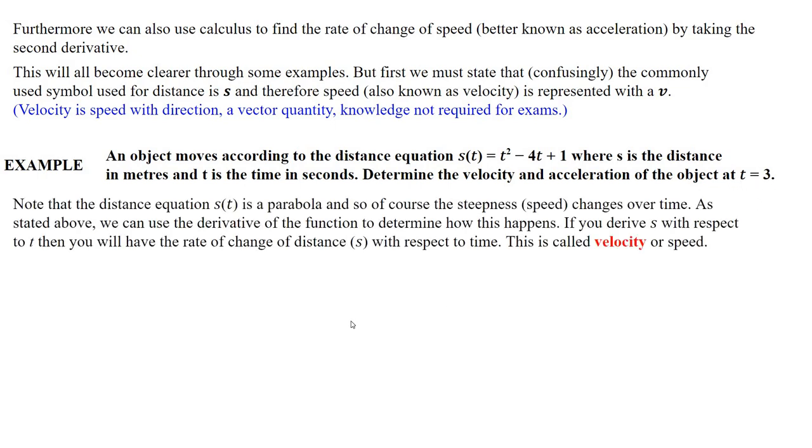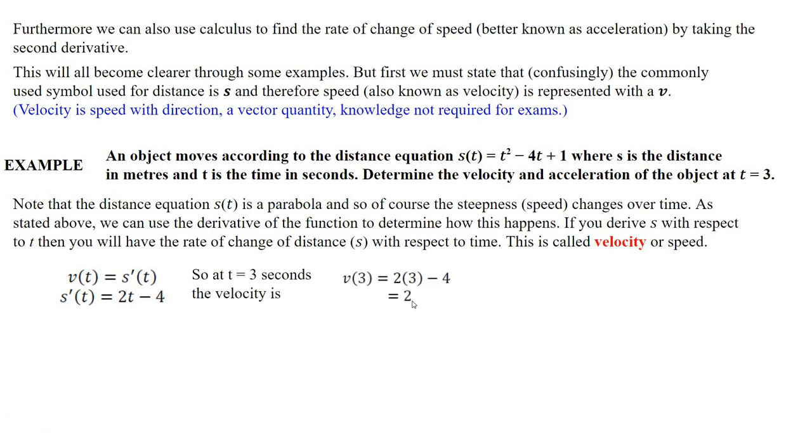Well, for the velocity, we know this is a parabola right here, and the derivative is the velocity, the rate of change. That's the velocity or speed. So all you do is take the derivative. You go 2 times t, you get 2t minus 4. And then they said, what's happening at 3 seconds? So you put in 3 seconds. Well, it's going 2 meters per second. Hey, that's not too hard.